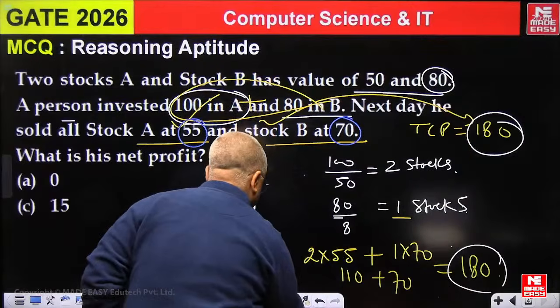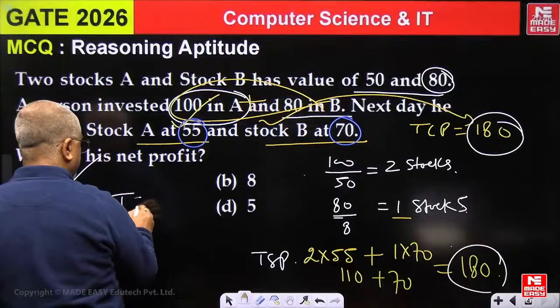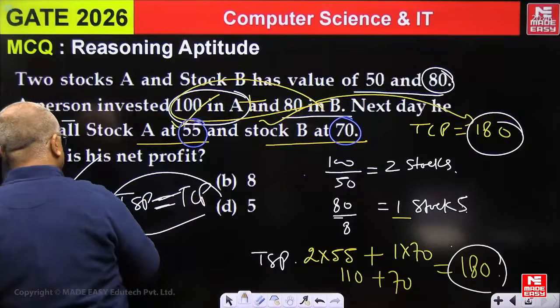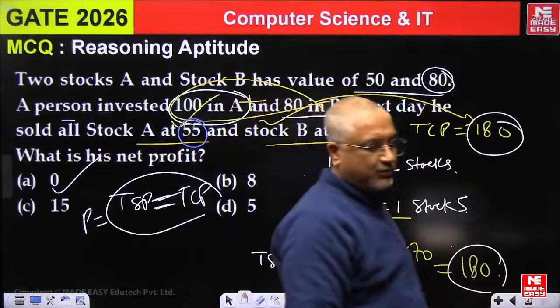CP is equal to SP. This was our SP. No profit, no loss. So his net profit: total SP is equal to total CP, 180 each. Profit is SP minus CP, which is equal to 0.